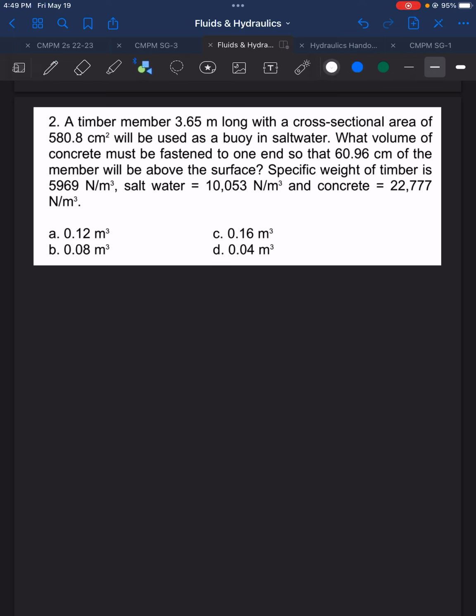So you can imagine here that the buoy would look like this. This is our timber, and then there's a concrete fastened at the end. That's why it's going to project upward. And this is our salt water.